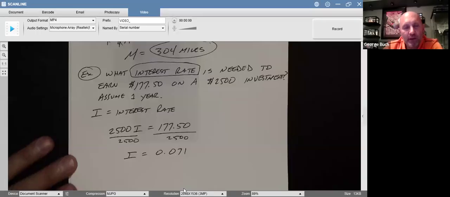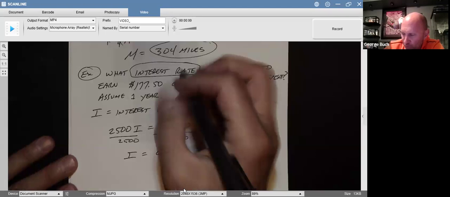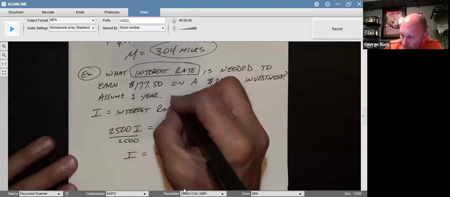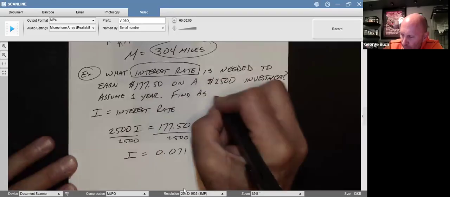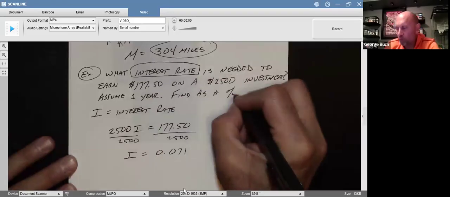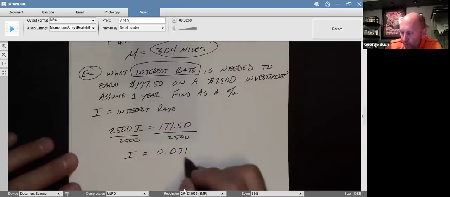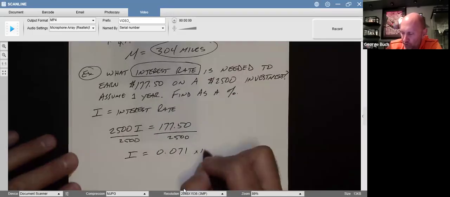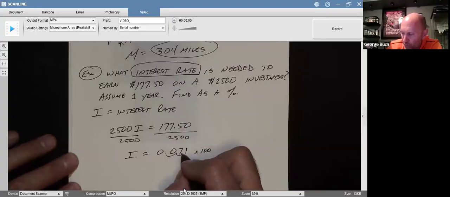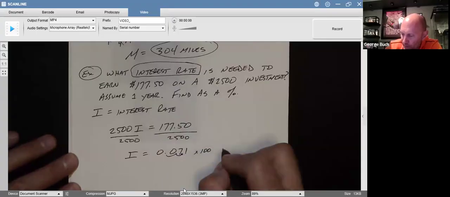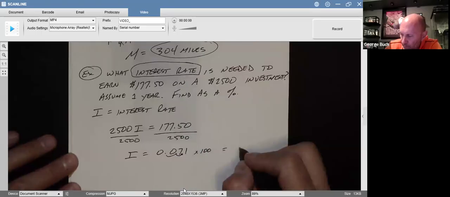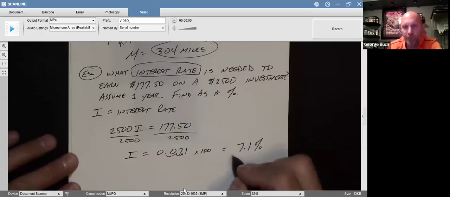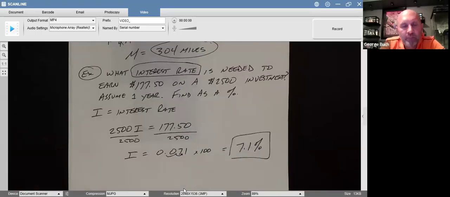And so to figure out interest rate as a percentage, so I should put that here, assume 1 year, so find as a percentage. I have to do what? I have to multiply this by 100 to get what the percentage is. So when I do that, the decimal place moves over 2 places. So the interest rate that I would need is 7.1% in order to earn $177.50 on that investment.